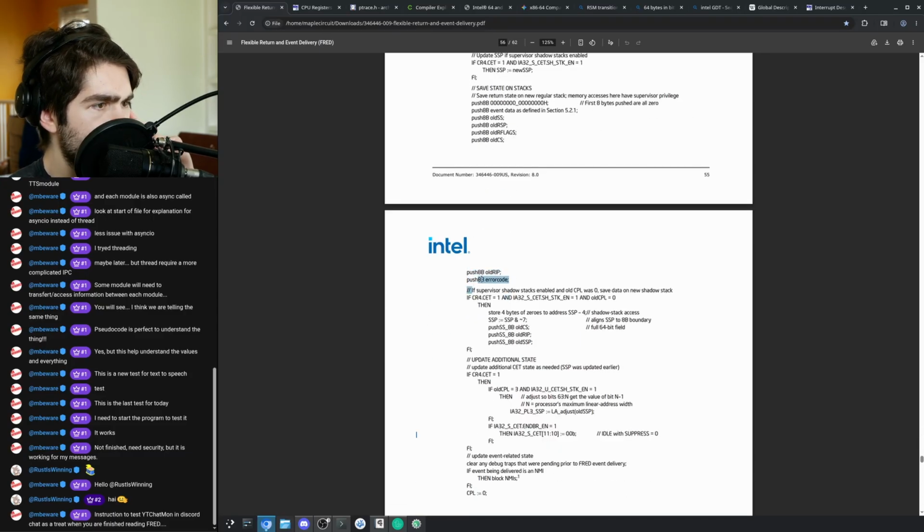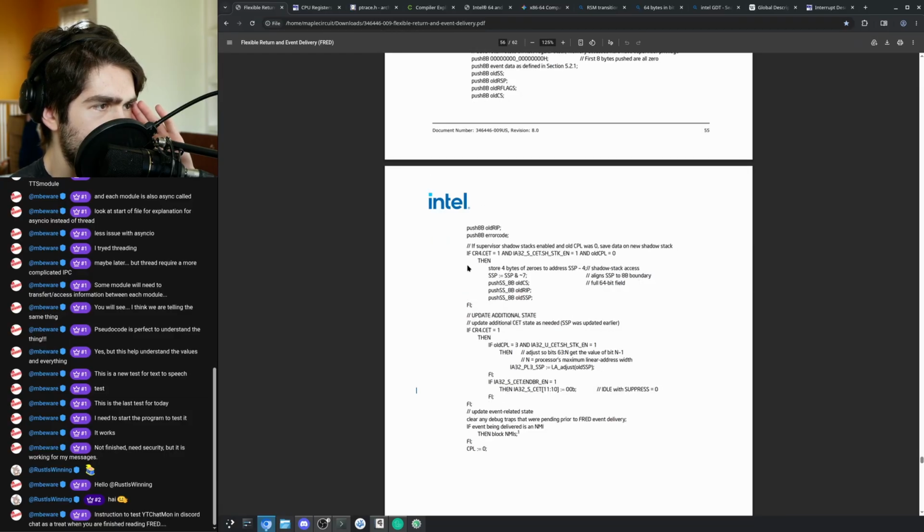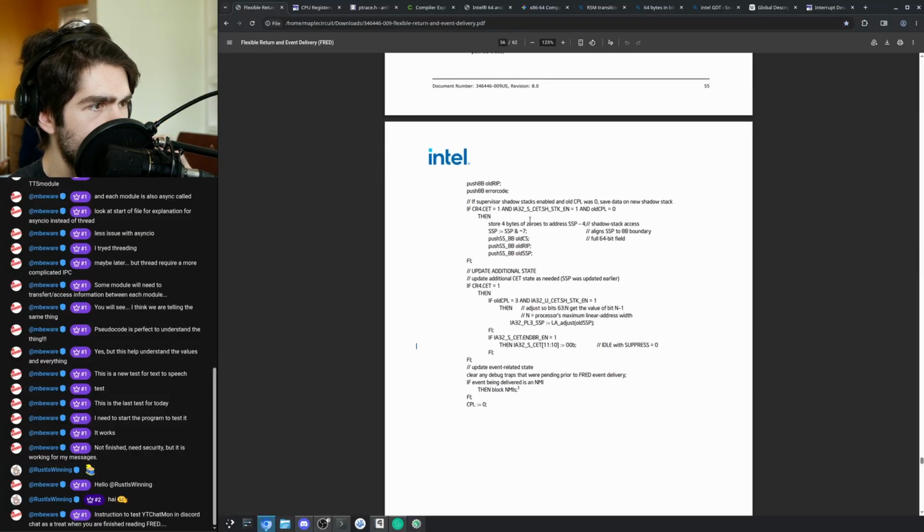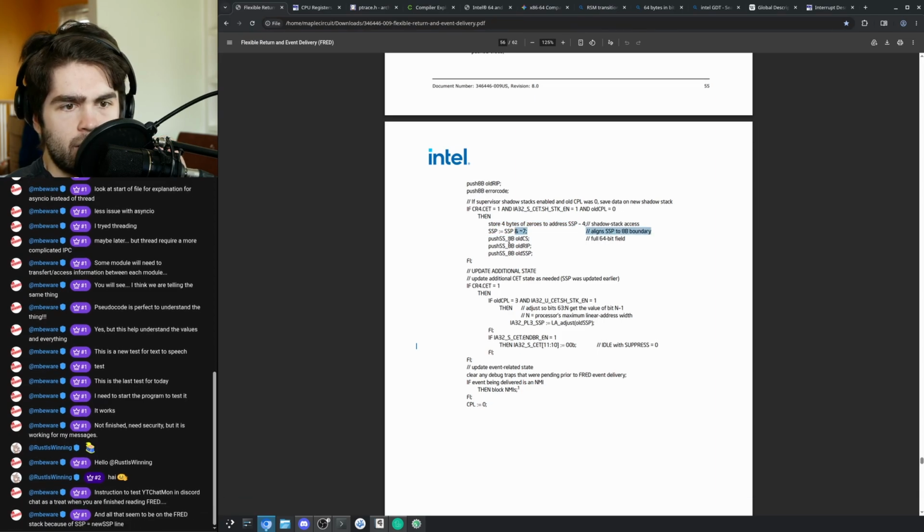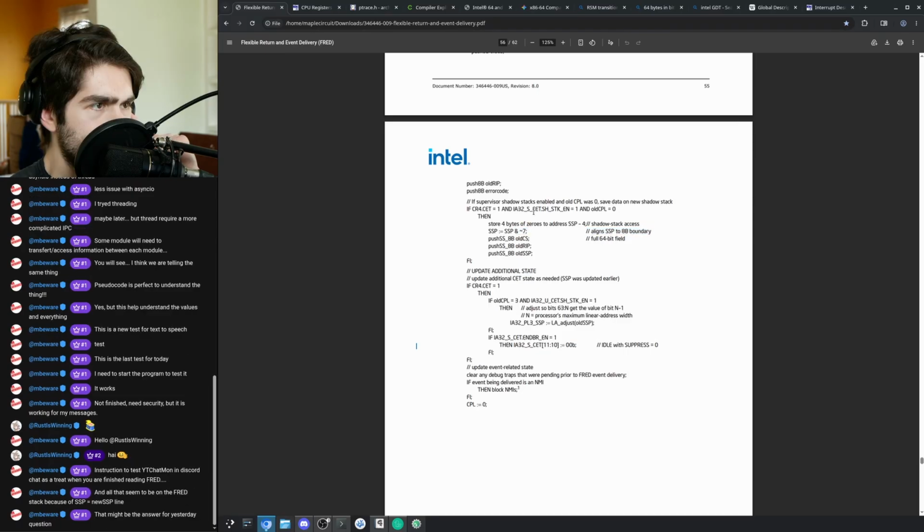If supervisor shadow stack enabled and old CPL was 0, save data on new shadow stack. Wait, what? If supervisor shadow stack is enabled, okay, so if we are using shadow stack, and old CPL was 0, so we were in ring 0, save data on new shadow stack. Okay, guess this is some magical stuff for shadow stack. Cool. Let's not get into this. I don't want to know about new shadow stack, so we're just pushing zeros. And all of that seemed to be on Fred's stack because SSP, new SSP.